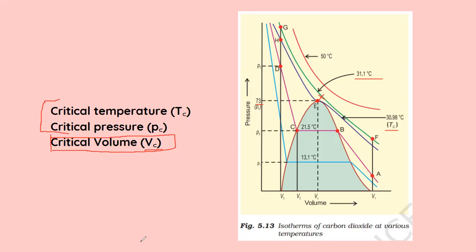Okay, so that is about the critical phenomena: critical temperature, critical pressure, and critical volume. Critical temperature is the temperature above which the gas cannot be converted to a liquid, no matter how much the pressure is. Critical pressure is the pressure required for the conversion of the gas to a liquid, and critical volume is the volume of 1 mole of gas at critical temperature and pressure.